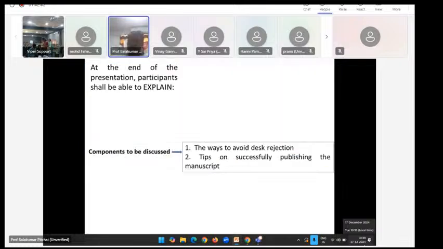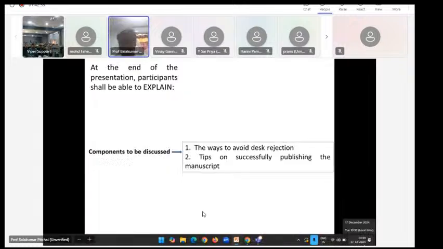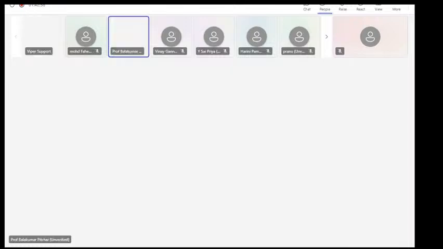So coming to the point, at the end of this presentation, the participants will be able to explain the ways to avoid desk rejection. I do not want you to just understand. I want you to explain at the end of the session. So it is a higher order cognition. And also the participants shall be able to explain the tips on successfully publishing a manuscript in Web of Science, Science Citation Index Expanded, Q1 or Q2 or Q3 or Q4 journals.